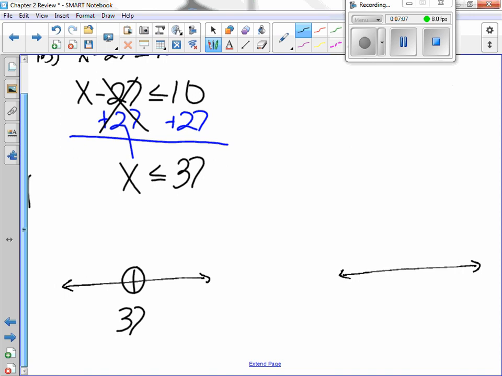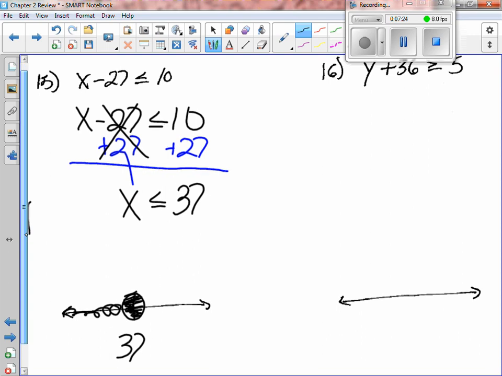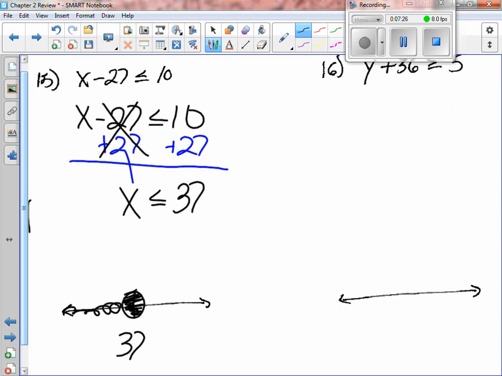So we're left with x is less than or equal to 37, so the circle would be filled in, and we would shade to the left because it's less than. X is less than 37. And that's all we need to do for this one here. So are there any questions on 15 or 16? Any questions on either one of these that we did here?